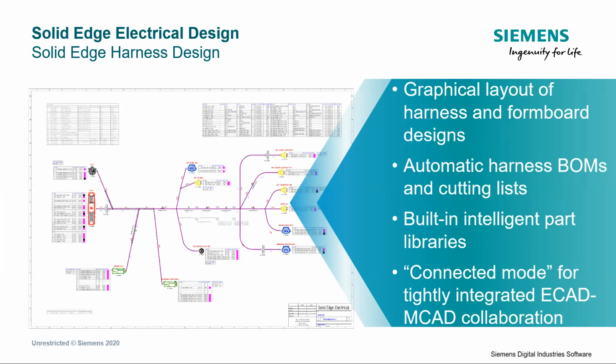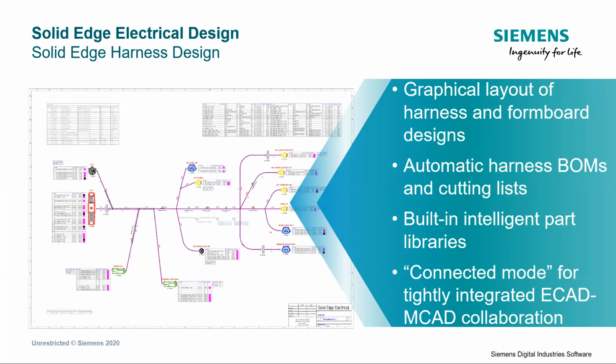Now, once we are done with the electrical design or the wiring design, then you need to actually manufacture it, right? So this is where, again, my solution Solid Edge harness design helps. Solid Edge harness design provides a graphical layout of the wire harnesses and the creation of form board or nail board diagrams, like we call it, right? So basically, this solution also provides the automatic generation of harness manufacturing reports, which includes your bill of materials and cutting list and the generations of connector wires and splice tables as well.